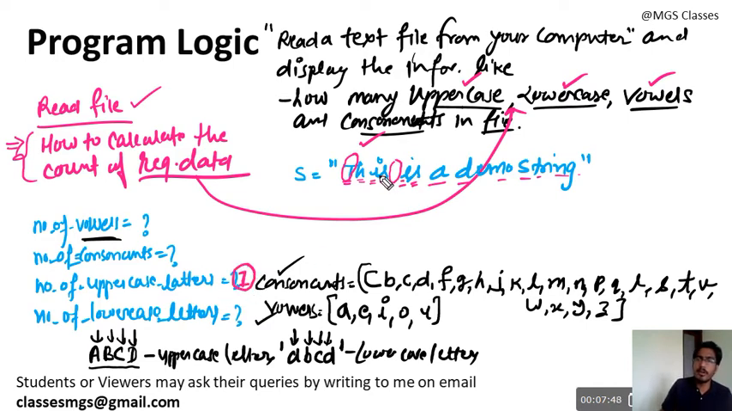Okay, how many lowercase letters are there? H is lowercase, I, 2, 3, 4, 5, 6, 7, 8, 9, 10, 11, 12, 13, 14, 15. So how many lowercase letters are there? 15. Don't count space. Okay, keep this in mind. Don't count space as a lowercase letter or as an uppercase letter, otherwise it will be wrong.